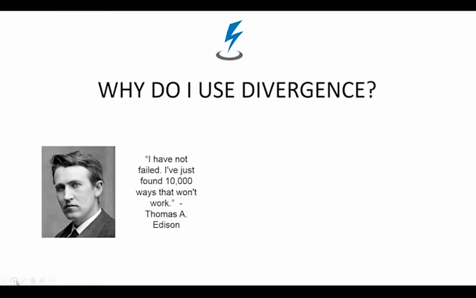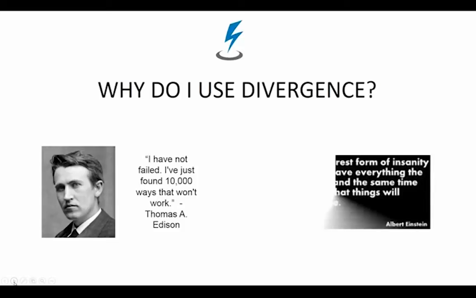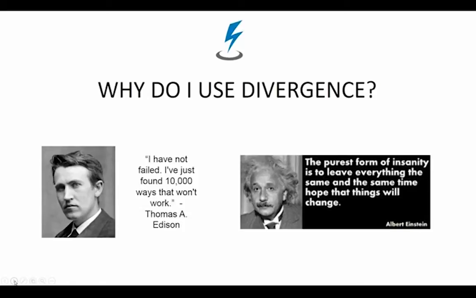Then I came to the conclusion that, look, I'm never going to buy a low, I'm never going to sell a high. Maybe if I do, it's by chance. But I'd much rather be able to identify when a high or low is in, and then trade directionally, being more directional with my thinking. I also go back to this quote: the purest form of insanity is to leave everything the same and at the same time hope that things will change. That's basically who I was, someone trying everything and hoping that things would change. But instead, I had to change my methodology and the way I looked at things.